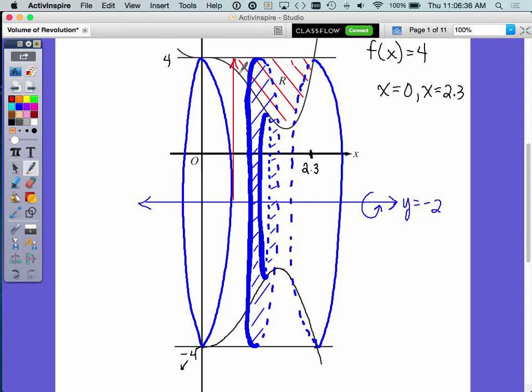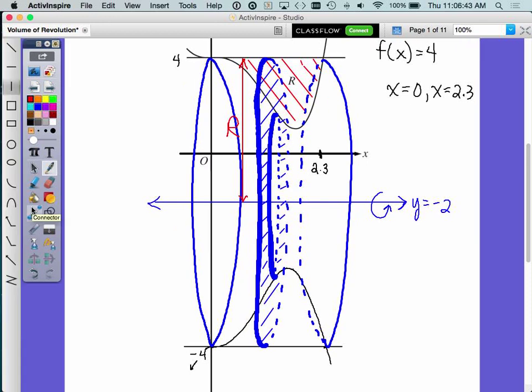I'm going to label this as being capital R. And my little radius is going to extend from here down to the axis of revolution. So this is going to be my little radius. To calculate these, I have to recognize that this big radius is really made up of 2 parts. I've got this part here, which I know is 4, and this part here, which I know is 2.